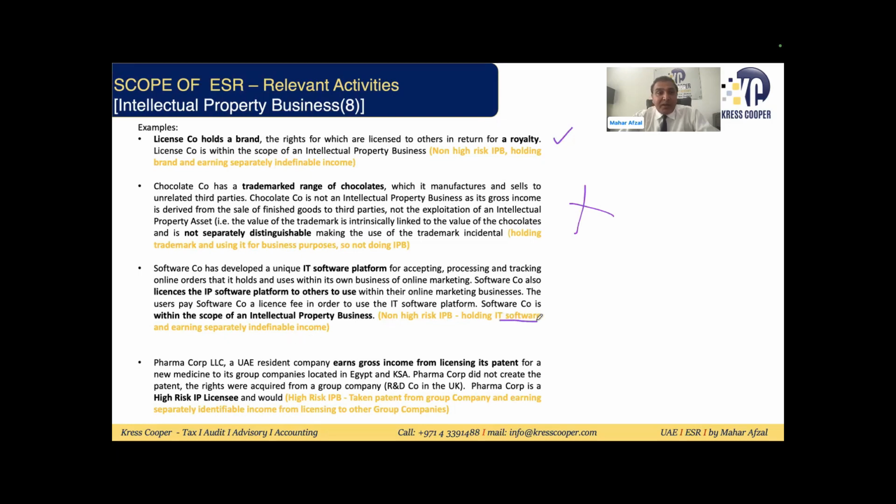Non-high risk can be holding IT software and earning separately identifiable income. IT software, you have not taken it from the group company. They are asking, developed the software. It means you have not acquired, but developed the software. It will be considered normal intellectual property business.